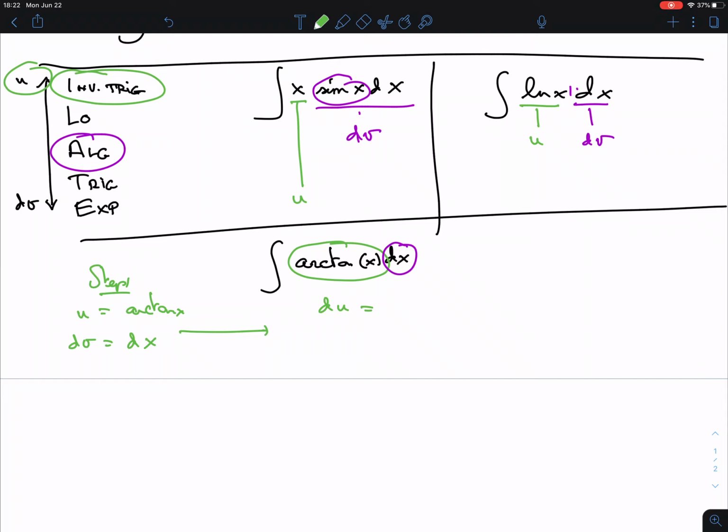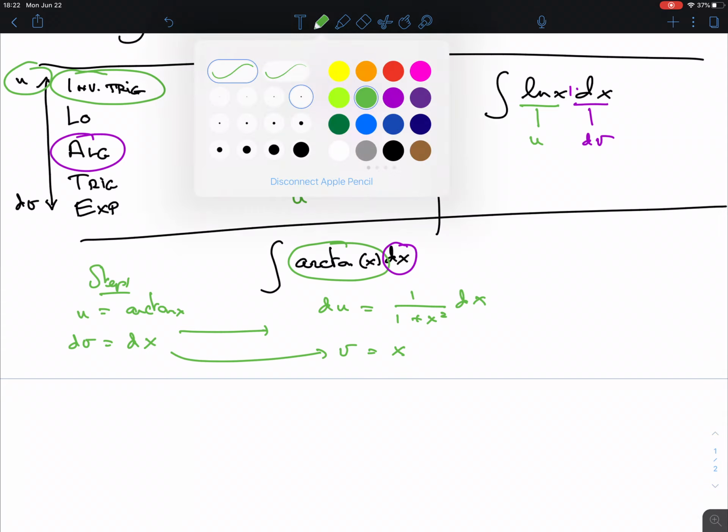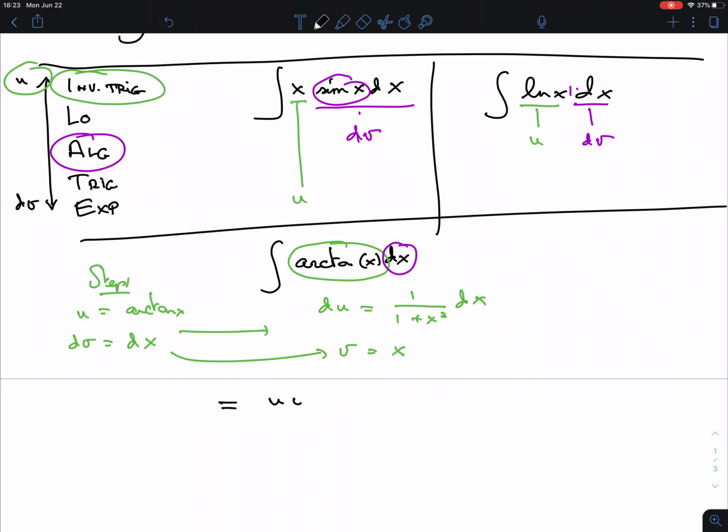You can look it up, but it is something you want to kind of remember. It's 1 over 1 plus x squared dx. Don't forget to write the dx. Each time you take the du, it has to have a dx. Okay? And what is v? Well, again, that was x. So what do we get? Let's work this out. That's equal to uv minus integral v du.